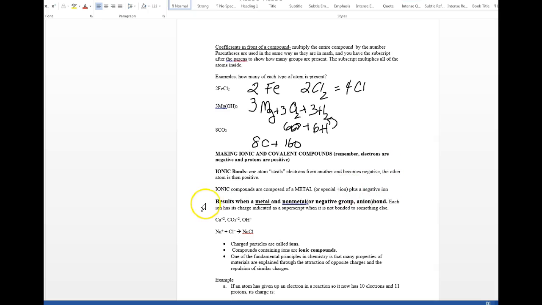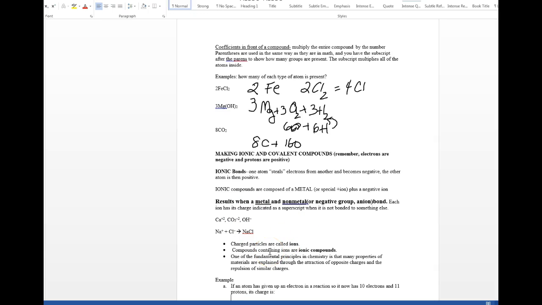So when a metal and a non-metal bond, each ion has its charge indicated as a superscript, like here when it's not bonded: calcium plus 2, CO3 minus 2, OH minus. But when they bond, the charge goes away because it becomes an ionic compound.